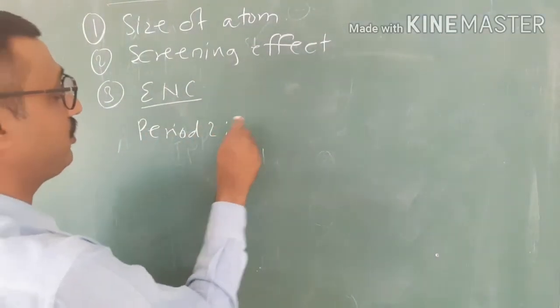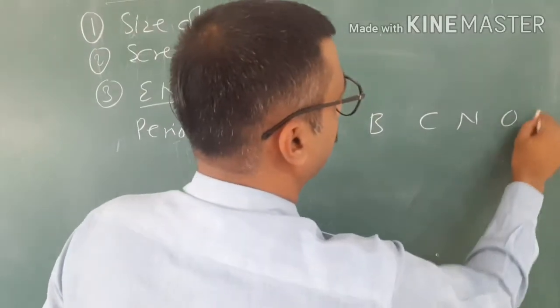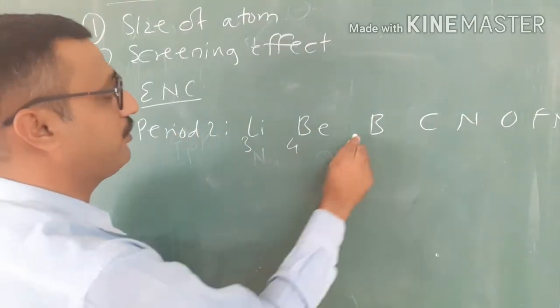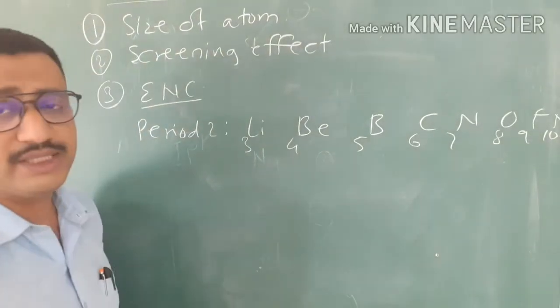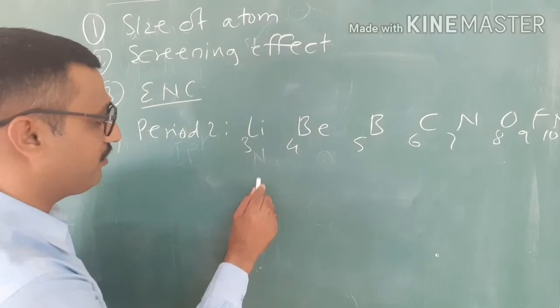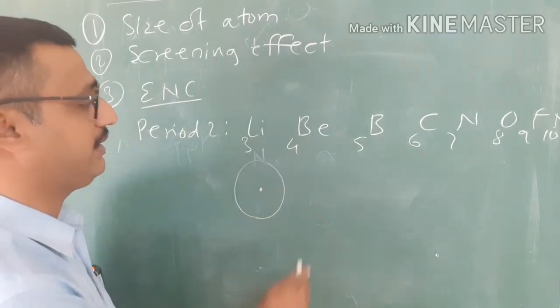Period number 2 consists of lithium, beryllium, boron, carbon, nitrogen, oxygen, fluorine, and neon. Their atomic numbers are 3, 4, 5, 6, 7, 8, 9 and 10. Now in this case what happens? In this one, lithium consists of 3 protons and the total number of shells is 2. This much size the lithium has.